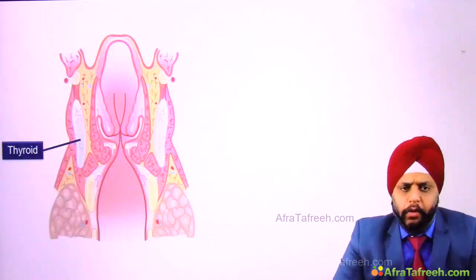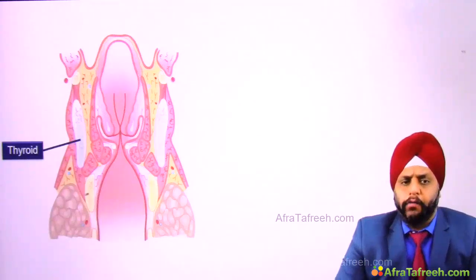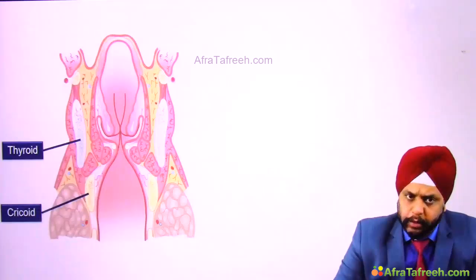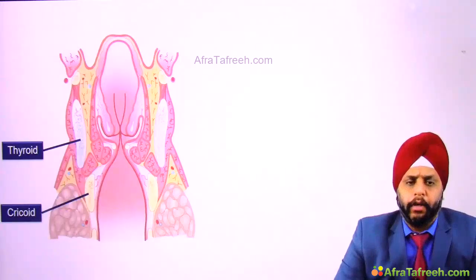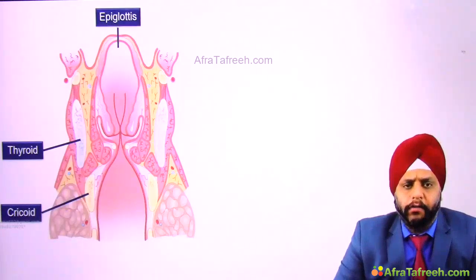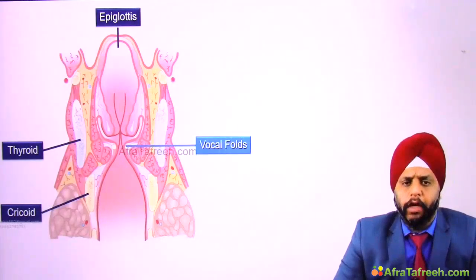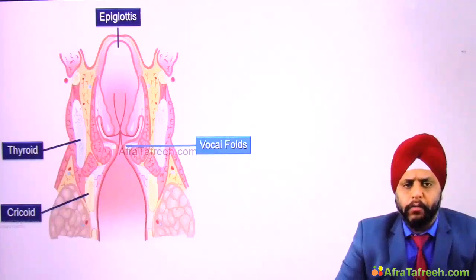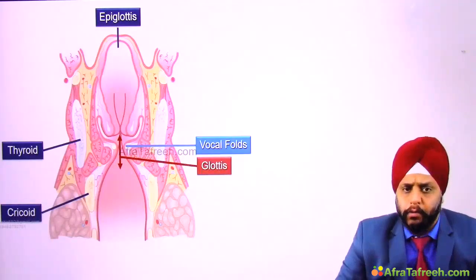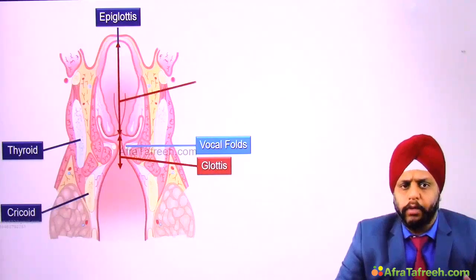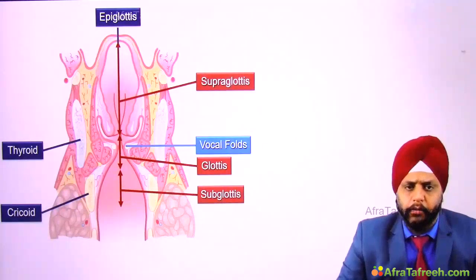So what can we see over here? We can see the thyroid cartilage on two sides. Below the thyroid cartilage, we have the cricoid cartilage. Everyone has been able to identify the thyroid and cricoid cartilage. This is the epiglottis right in front of you, and now we have the vocal folds. The part of the larynx which has the vocal folds is known as glottis. Above the glottis, we have supraglottis. Below the glottis, we have subglottis. So that's clear to everyone.